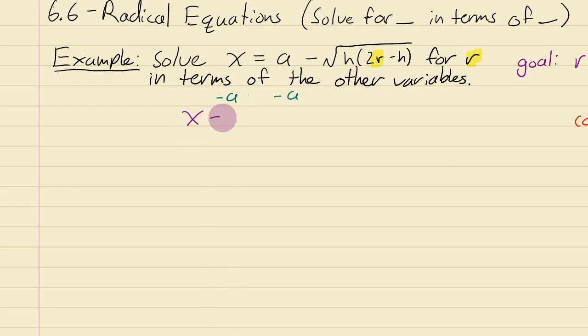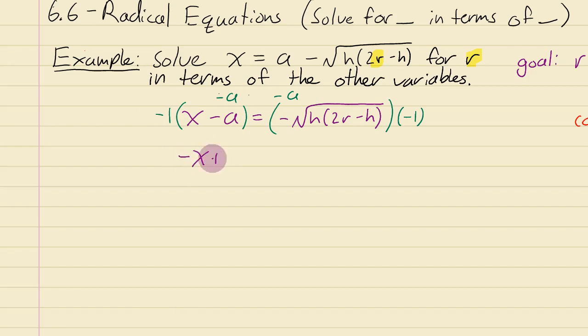That will give you x minus a equals negative square root of h times 2r minus h. And then I don't want to have the negative square root here. I just want the square root. So I'm going to multiply both sides by negative 1. And that will give you negative x plus a equals just the regular old square root of h times 2r minus h.